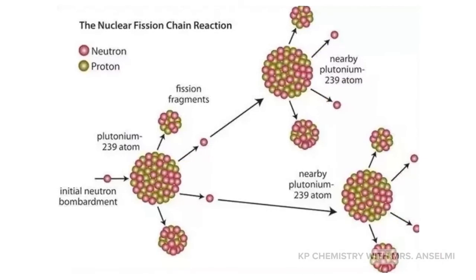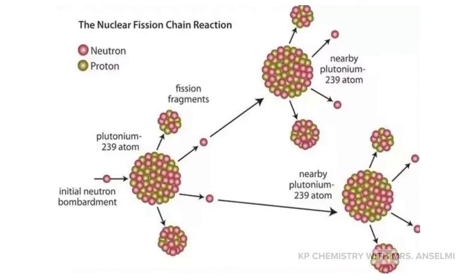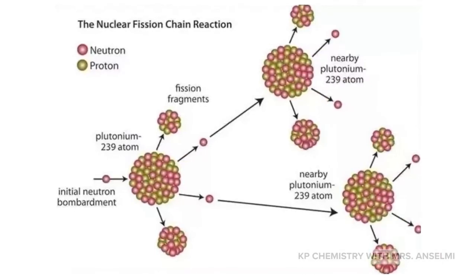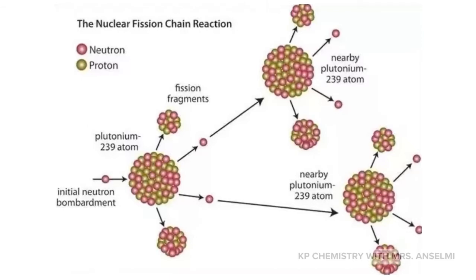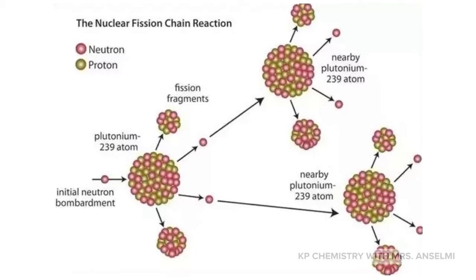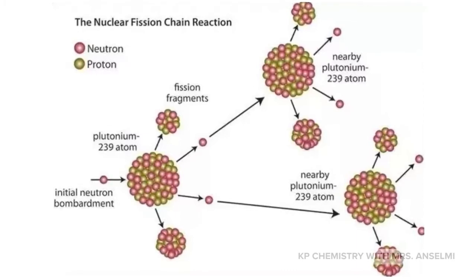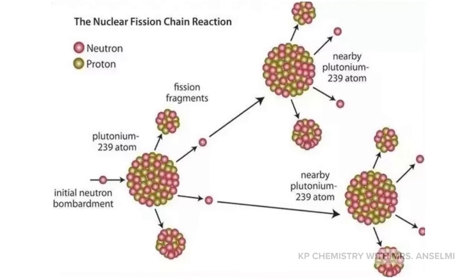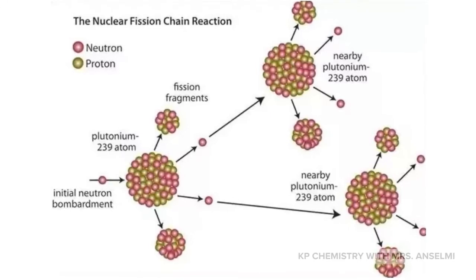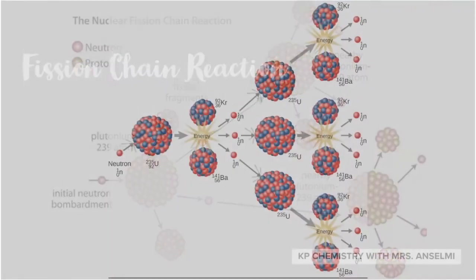Not all atoms are fissionable. The most common fuel for fission reactions is uranium-235, which is less common than other types of uranium. Plutonium-239 is another common fuel for fission reactions. In order to fission, the nucleus must be relatively unstable in the first place, before it's struck with a neutron.